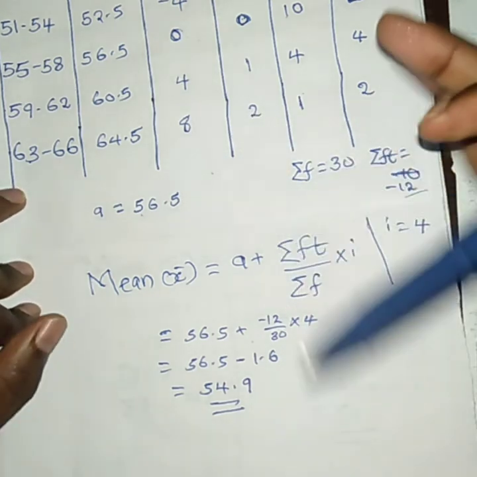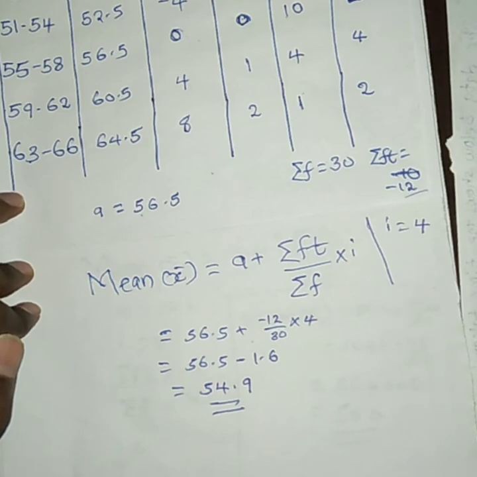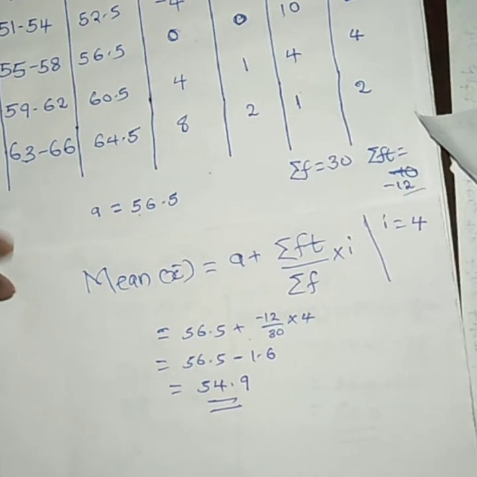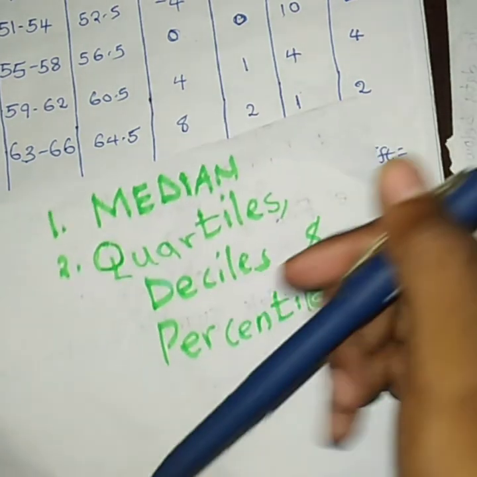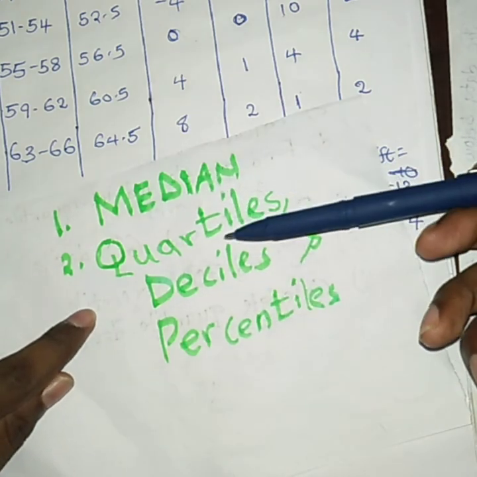So we are done with mean, and in the coming video we'll be looking at median, how to calculate median, quartiles, deciles, and percentiles.